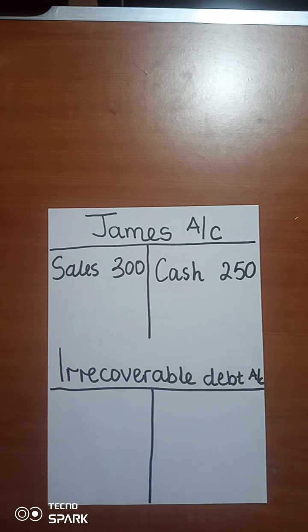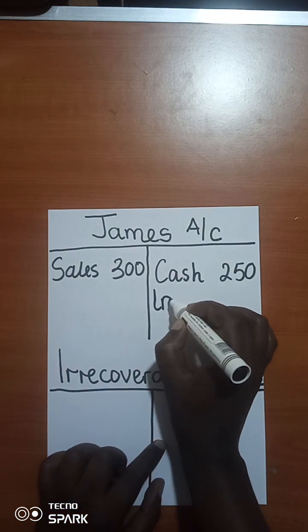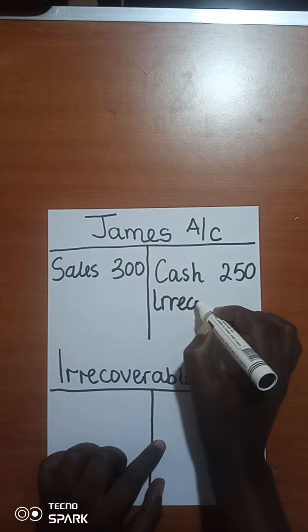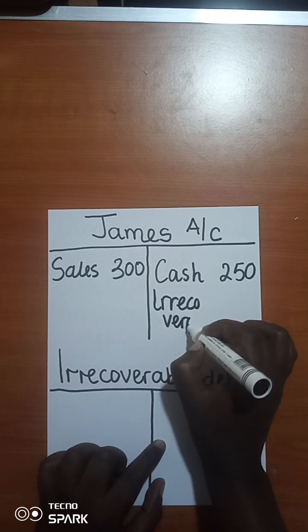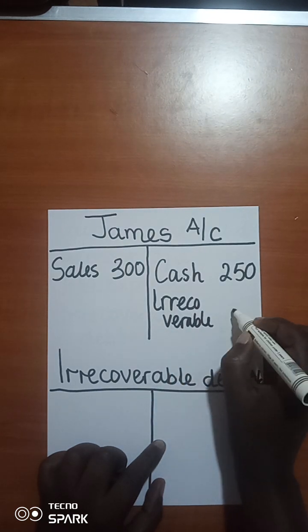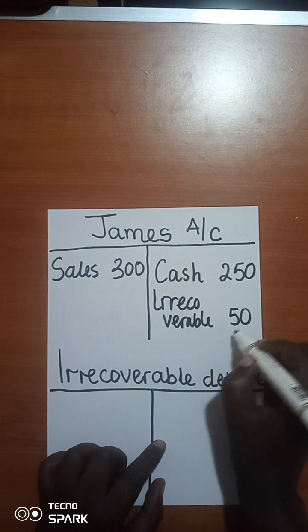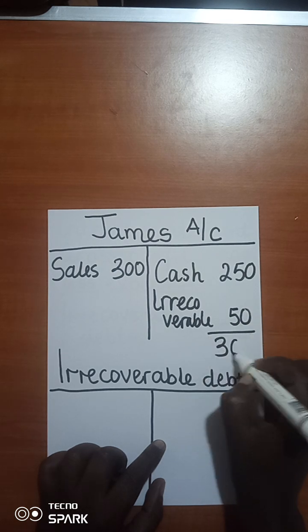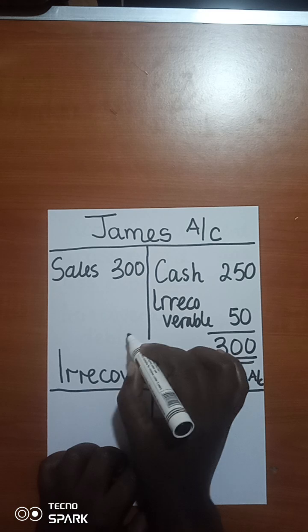It was supposed to be our closing balance c/d, but because it's an irrecoverable debt, we write the irrecoverable debt on the credit side for us to balance James's account. So we record it here, 50. Then we can balance off our account.